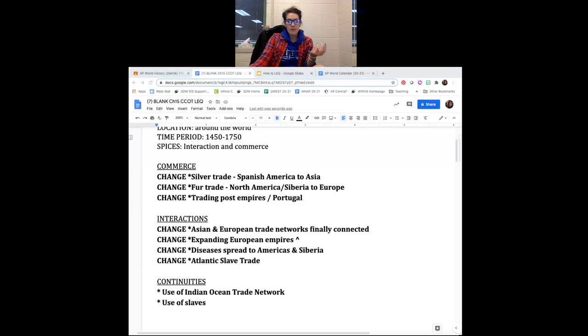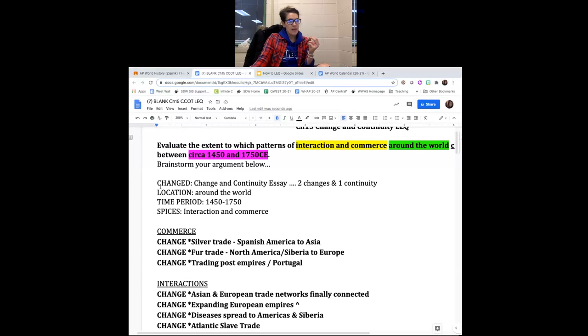So again, when we're writing a thesis statement, a few different things. We have to have a type of essay we're writing first off. We already have that, so we know this is what our 3 claims should look like. We should have 2 changes, 1 continuity. We've gone through that. We should have a location. So right now we're saying around the world.